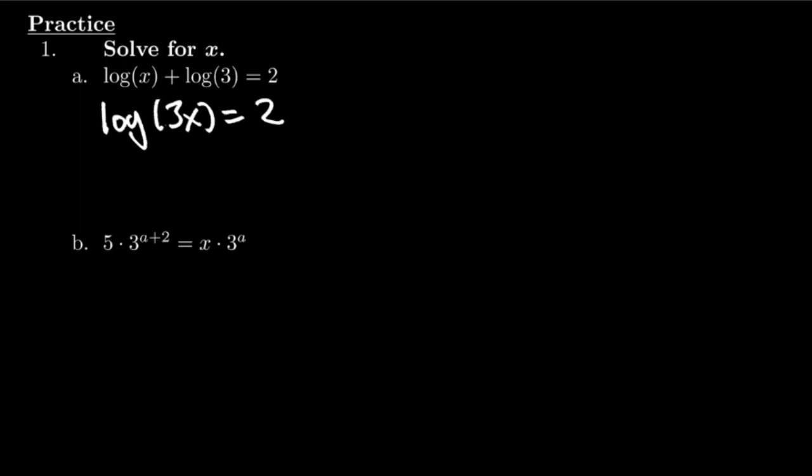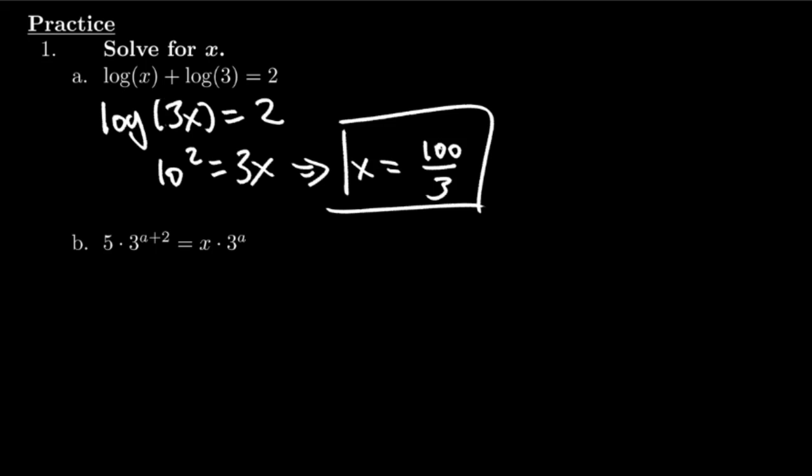Alright, so what can we do with this? Let's turn it into exponential form. So we can do that. And then we need to isolate for x, right? So that just means we can divide by 3. And then x would be 100 over 3, and that's it. So 10 squared is 100.